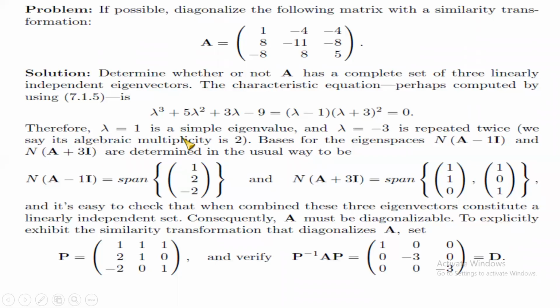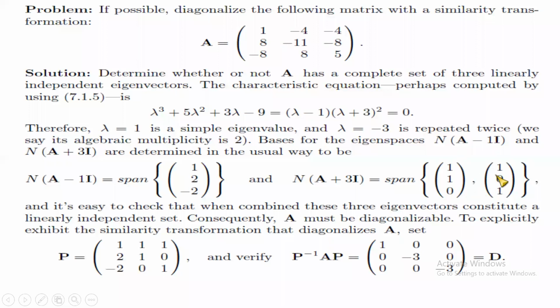And we say its algebraic multiplicity is 2. So basis for the eigenspace N of A minus I and N of A plus 3I are determined in the usual way. So we can find N of A minus I, that is span of the value over here, that will just turn out to be 1, 2, minus 2. N of A plus 3I will be 1 1 0 1 0 1.